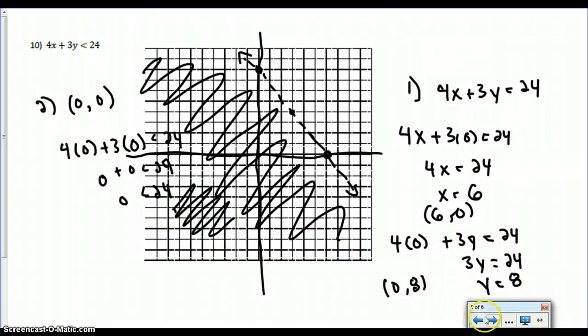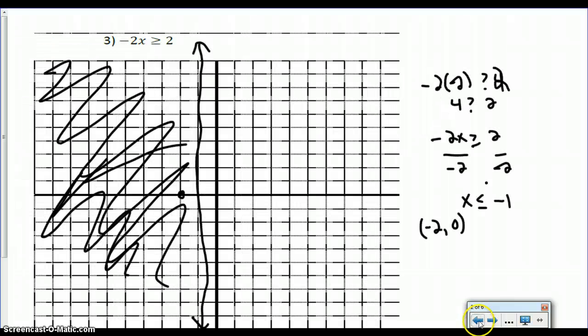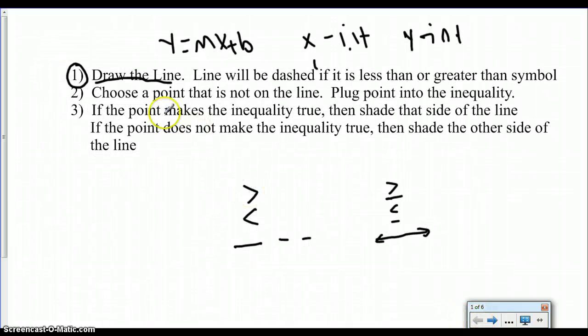So just kind of to go over the steps again. The first thing we do is draw the line. We can use slope-intercept form or find the x-intercept and y-intercept to draw the line. The second thing I did was choose a point that's not on the line, and we plug it into the inequality. All right. So after I do that, if that point makes the inequality true, I shade that side of the line. If the point does not make the inequality true, then I'm going to shade the other side of the line. Hopefully this helps.